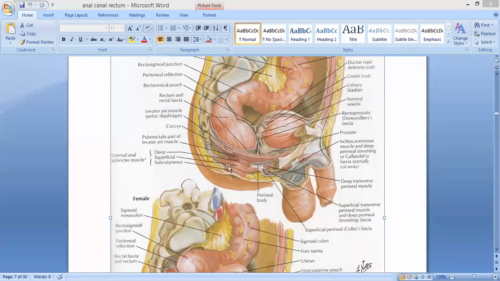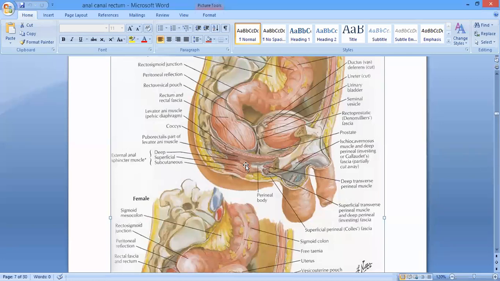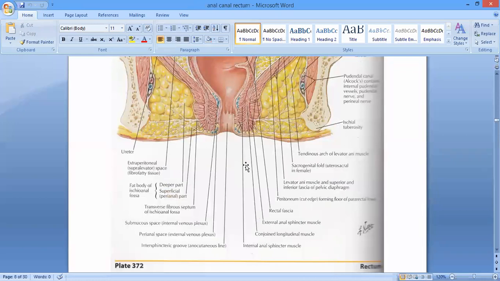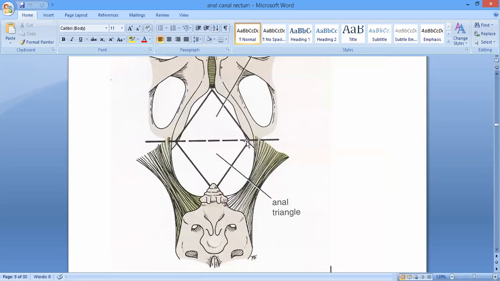Now, if you have a look over the perineum, the perineum is the region which is related with the pelvic outlet. Okay, what is the pelvic outlet? This is the pelvic outlet, right?